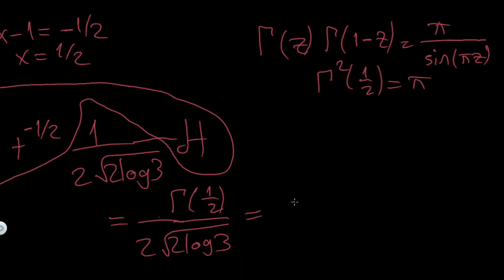So this thing is the square root of pi over the square root of 2 log 3. And this is our answer.